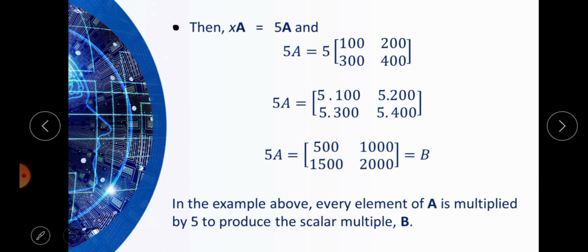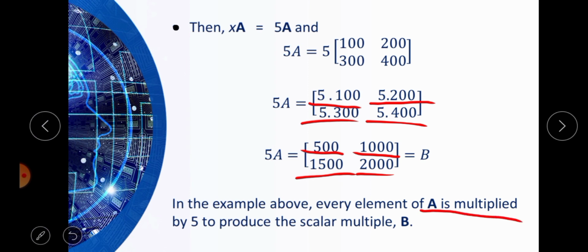So 5 times 100 is equal to 500. 5 times 200 is equal to 1000. 5 times 300 is equal to 1500. 5 times 400 is equal to 2000. In the example above, every element of A is multiplied by 5 to produce the scalar multiplication B.